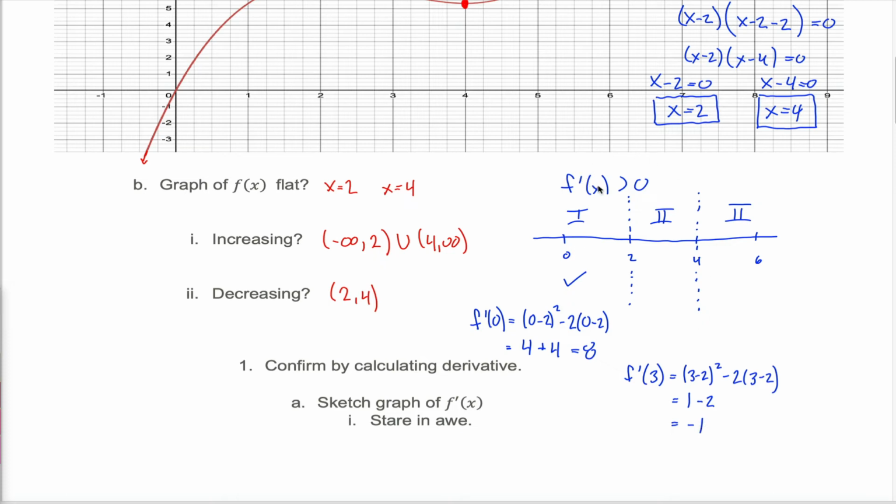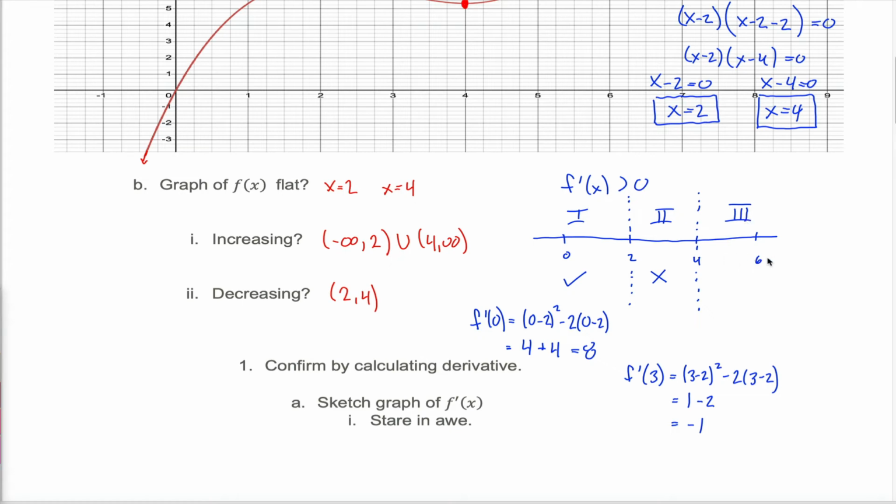I'm trying to figure out when f prime of x is greater than 0. At 3, f prime of x is not greater than 0. What that means is for all numbers in this region, f prime of x is not going to be greater than 0. I do this one more time over here in region 3.